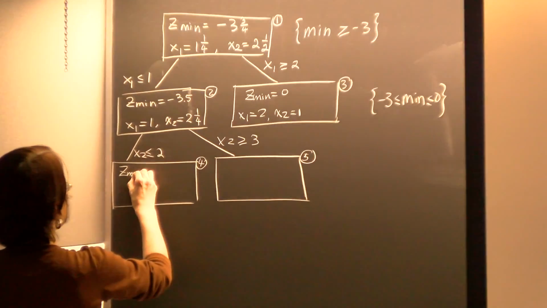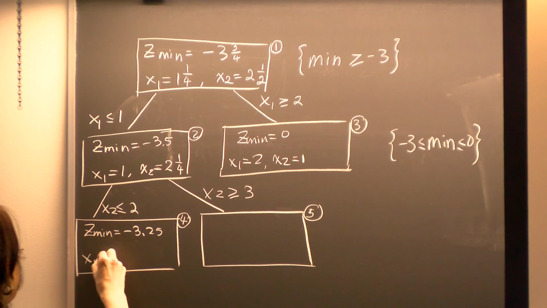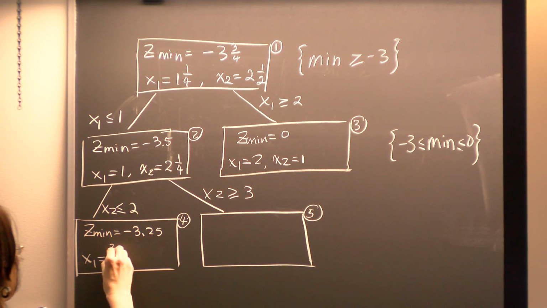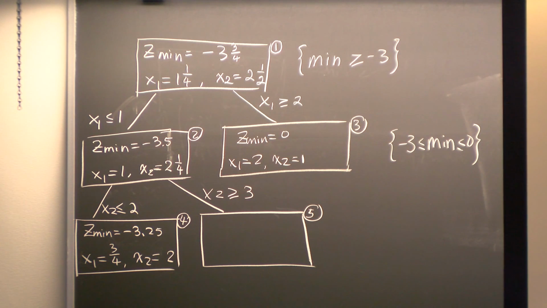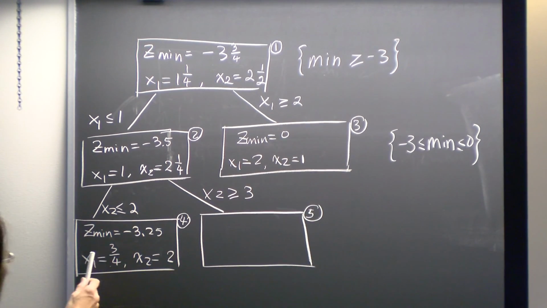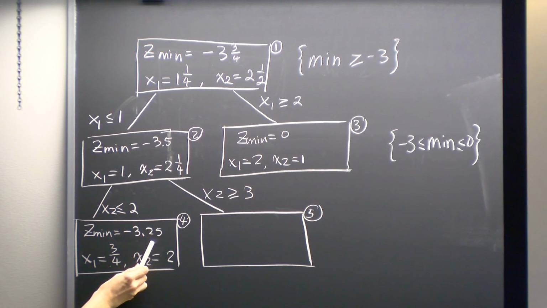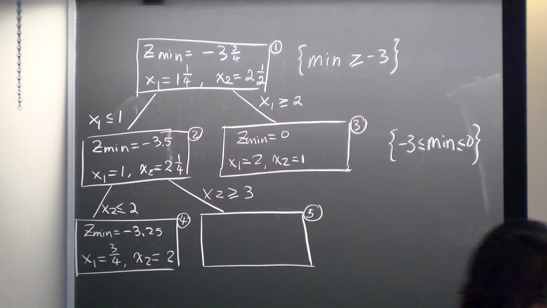That's 3.25, right? So Z min is -3.25. X1 is 3/4. X2 is 2. So you see, I made x2 integer, but now x1 is messed up. This happens. You will have to go back and forth before they both turn. And I know that is not done because it's -3.2. It's less than the bound that I obtained there. I could probably further branch from that.